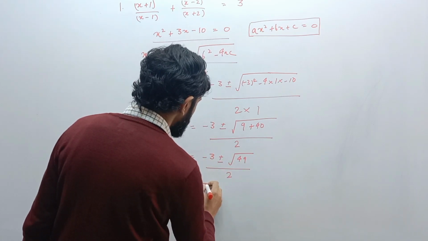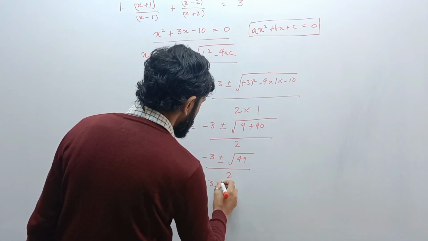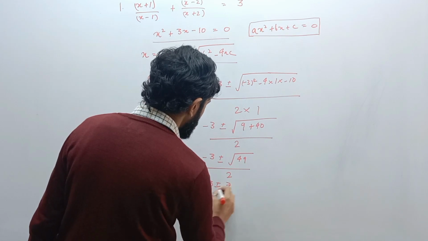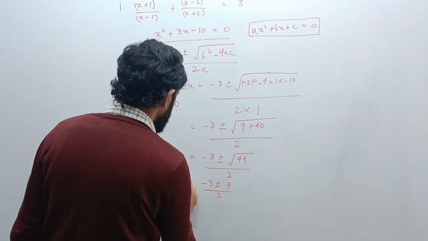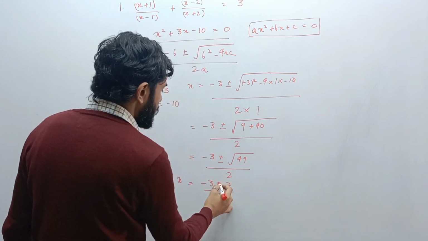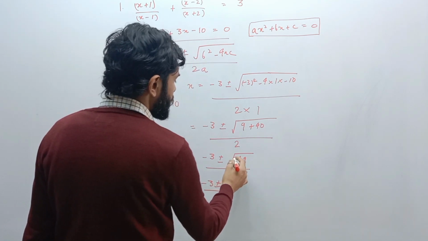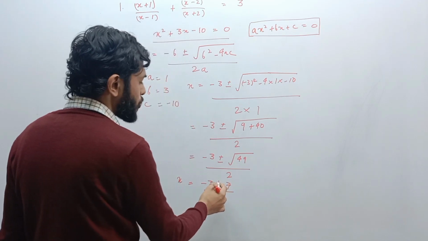So you will get it as minus 3 plus minus 7, which is the square root of 49, upon 2. So this is your value of x. Now here, whenever we take the square root, you get two values, positive and negative.